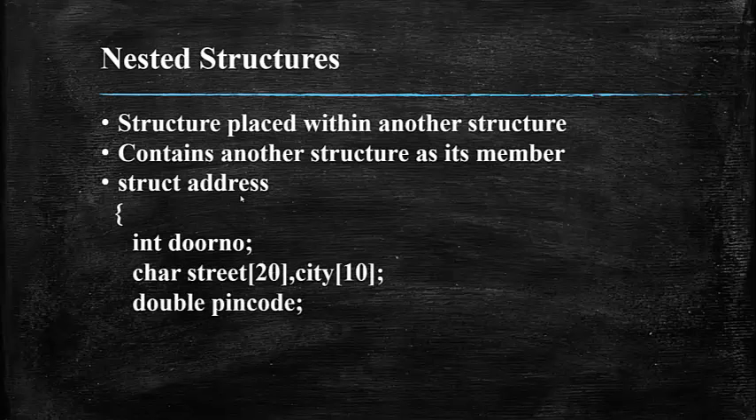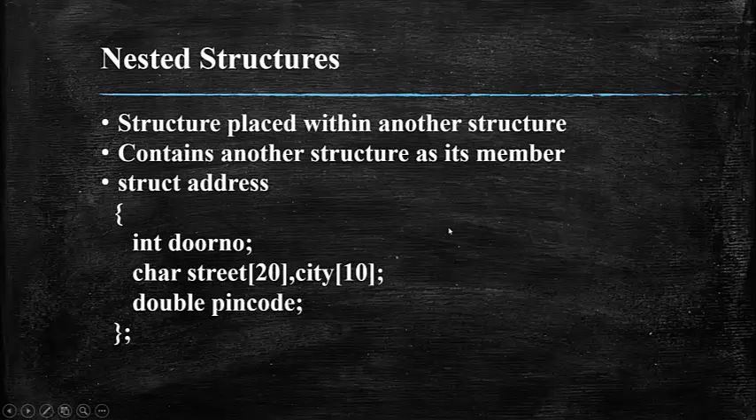Door number is of integer data type, street is a character array that can occupy 20 bytes of memory, the city is a character array that can occupy 10 bytes of memory, and the pin code is of a double data type. So this is my structure for the data type address. Address is actually a structured data type that consists of these members.